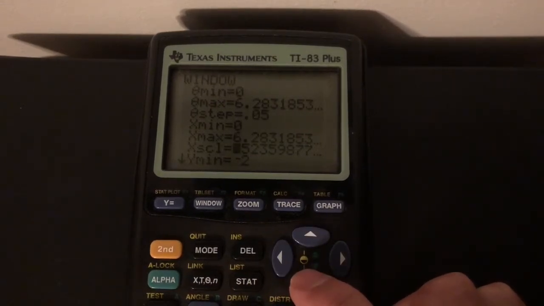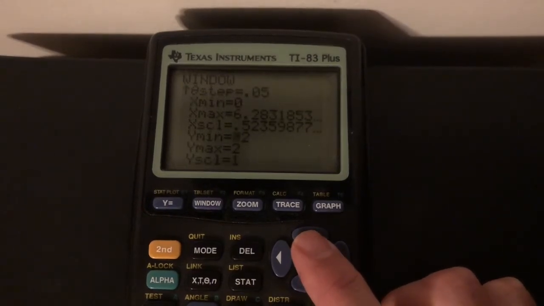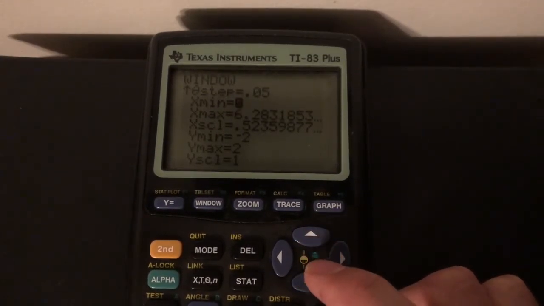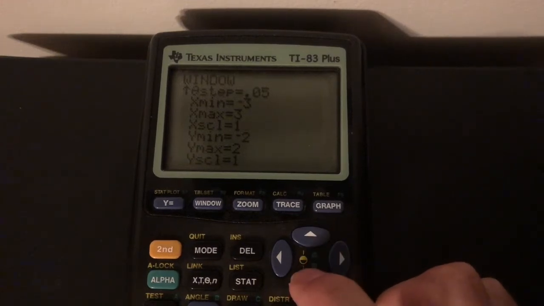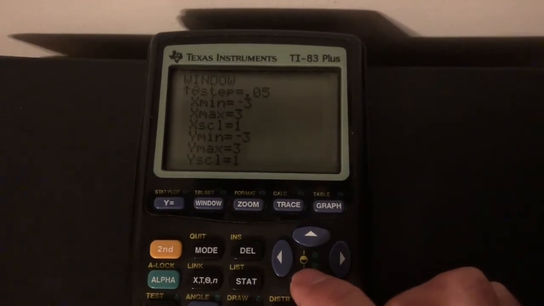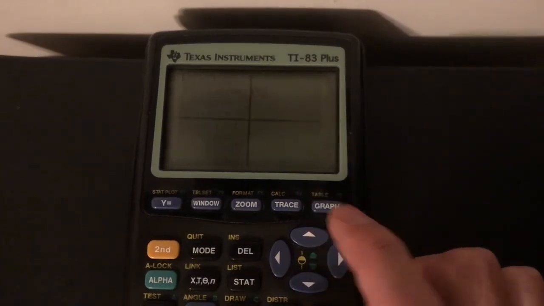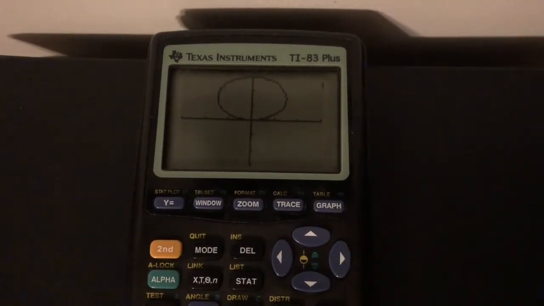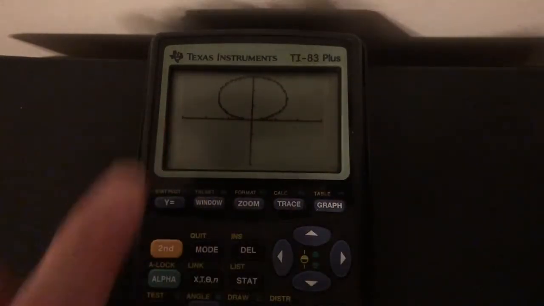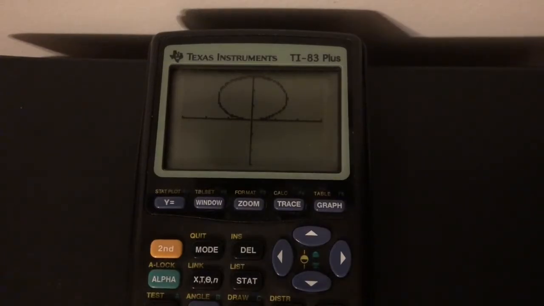The rest of this is just X and Y axis, my viewing window. So I'm going to go from negative 3 to 3 on the X, tick marks 1 unit apart, negative 3 to 3 on the Y, tick marks 1 unit apart, and let me hit graph. And you can see that this gives me something that resembles a circle. Now it doesn't look perfectly circular, but you can see that instead of a circle that opens to the right or to the left like we had with the cosine, now that we're looking at a sine function, my circle opens up.